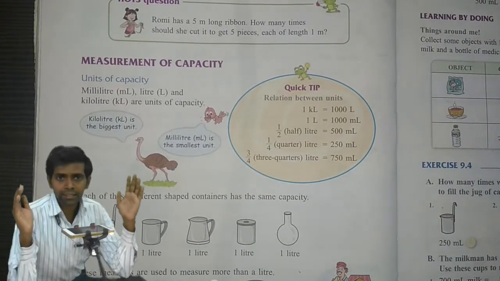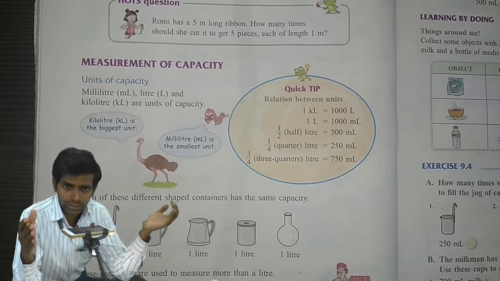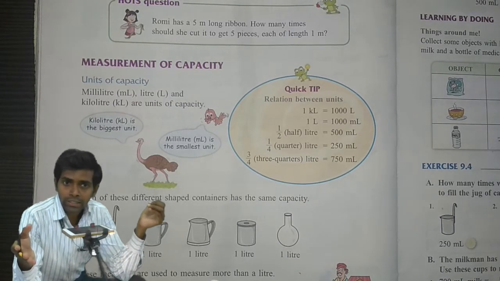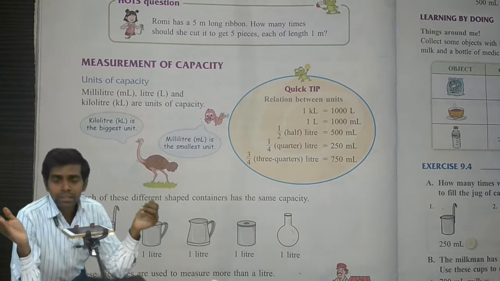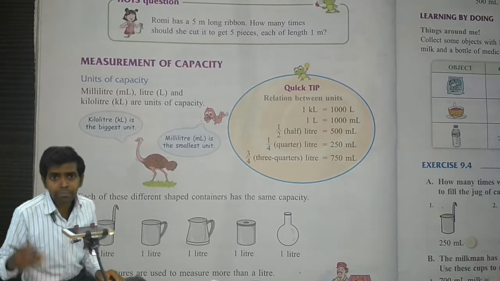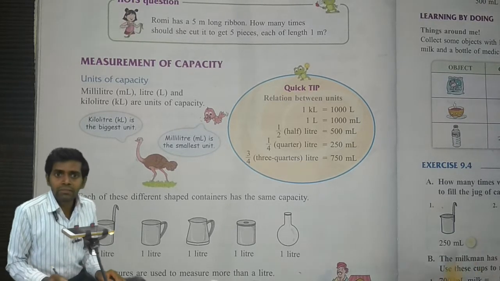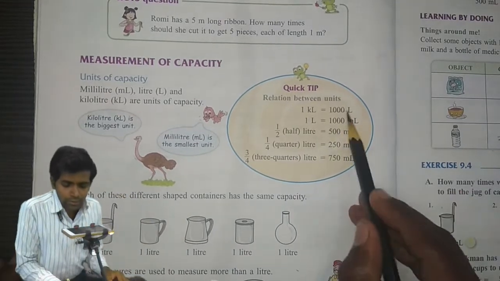So we have learned that there are three units of capacity. The first one is the kiloliter, then the liter, and the milliliter. Kiloliter is a bigger unit and milliliter is a smaller unit. In everyday life we use the liter. हम हमेशा everyday life में लीटर का इस्तेमाल करते हैं. We know that 1 kiloliter is equal to 1000 liters.